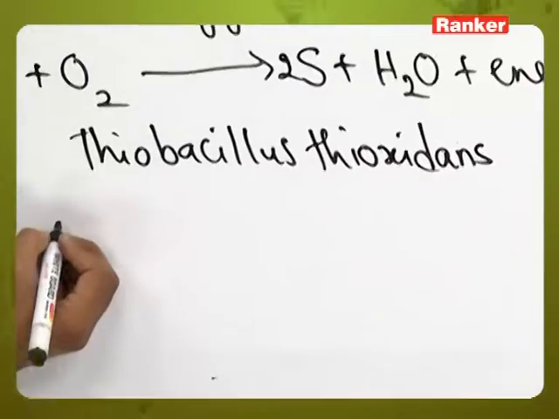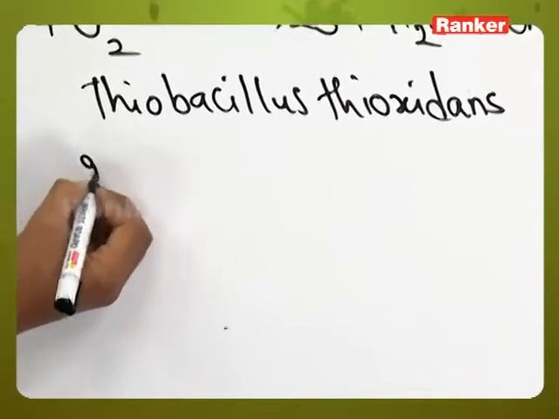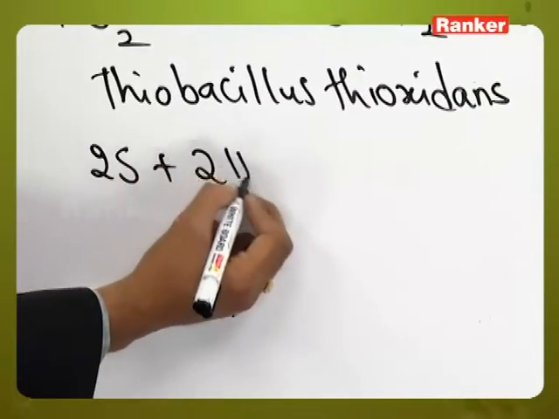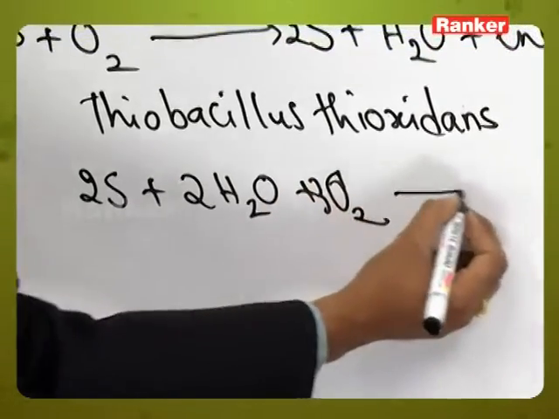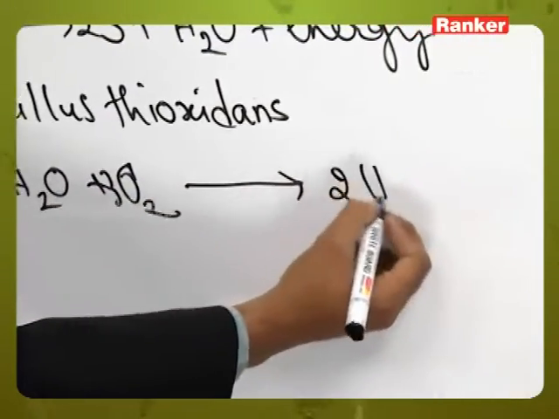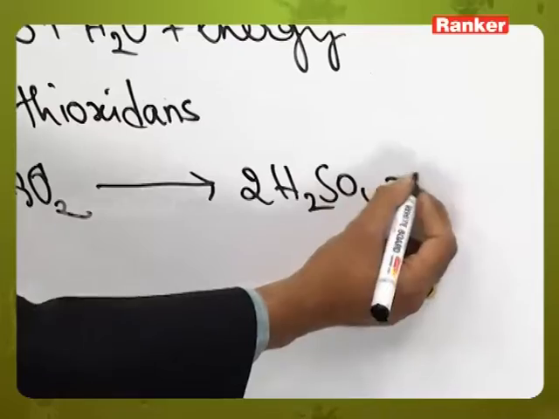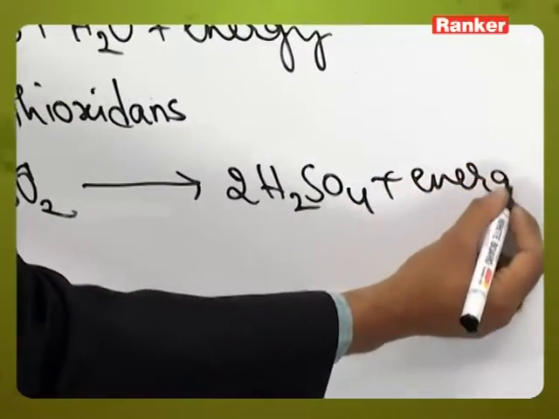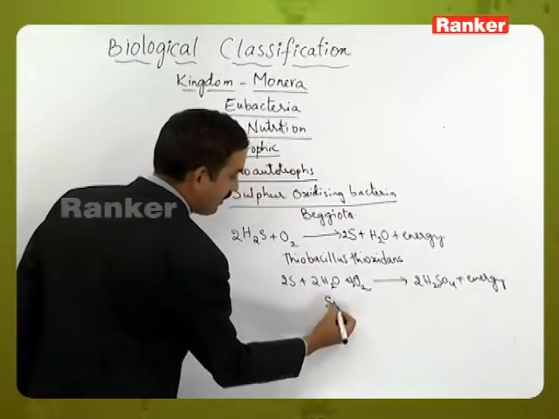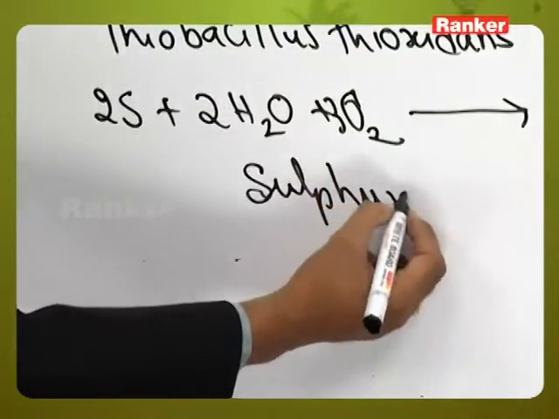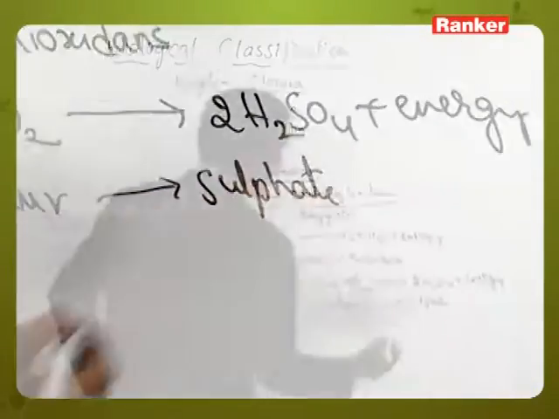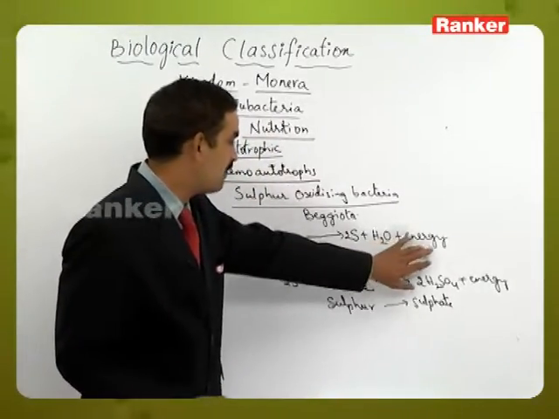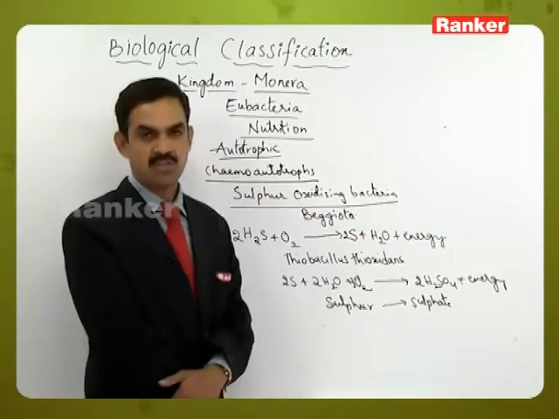This is the one which oxidizes the sulfur molecule and releases sulfates along with some energy. That is, here the elemental sulfur is converted into sulfates. When this is taking place, here also some amount of energy is released, which is used for the photosynthetic process.